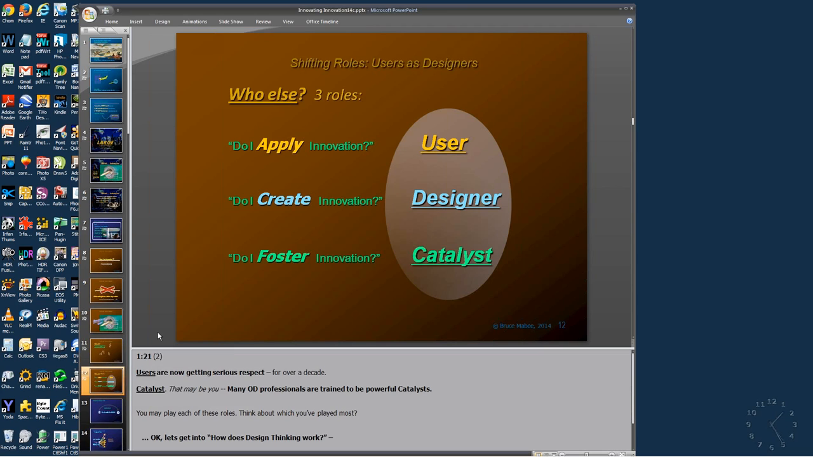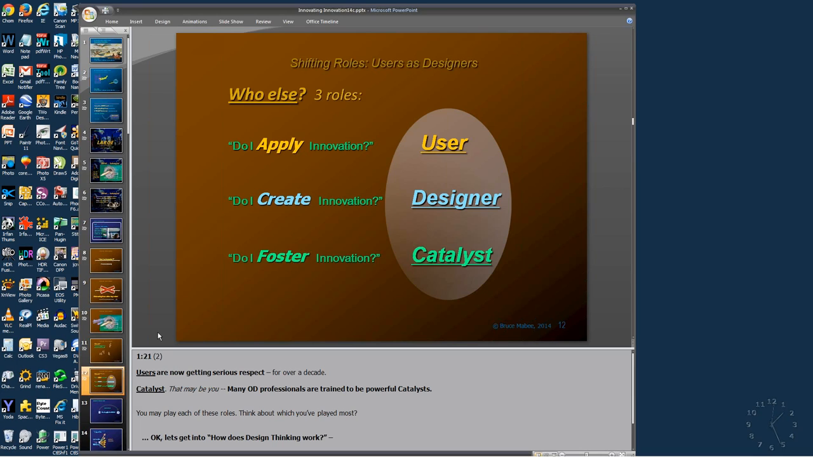Users. That's now often the centerpiece of the design thinking world. Users are getting respect, users are brought in early, users are surveyed, but less attention is being given to the catalyst. The catalyst, the person who makes the innovation happen, who pulls together the designers, who pulls in the users, who gets the users to be open.